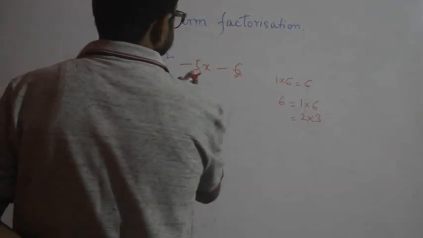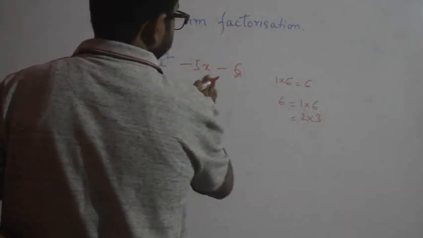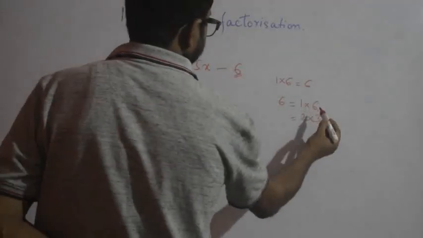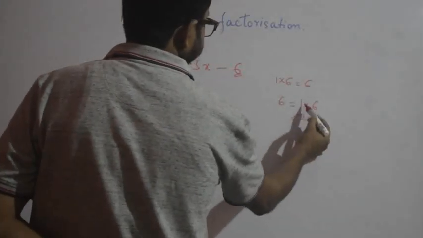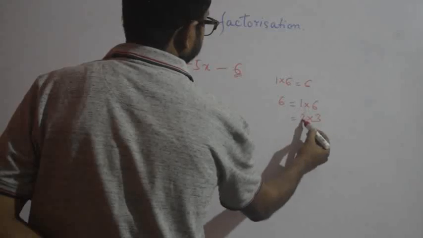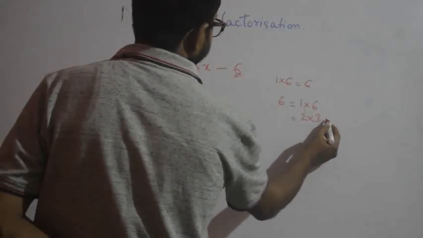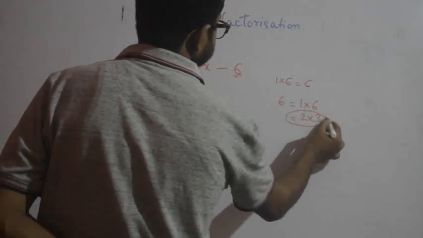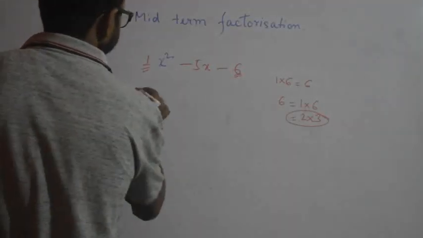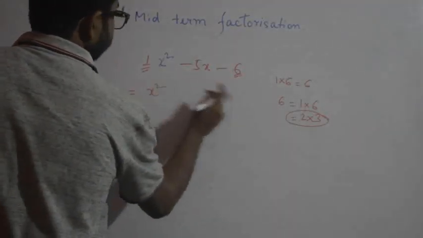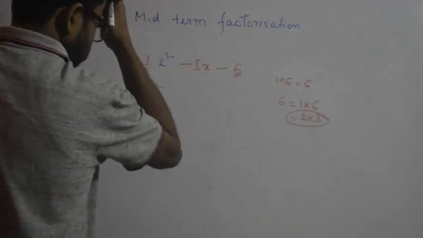Now this is minus 5. So obviously 1 and 6: 6 minus 1 is 5. And 2 plus 3 is also 5. So now let us take this example. Let's take this pair 2 and 3.